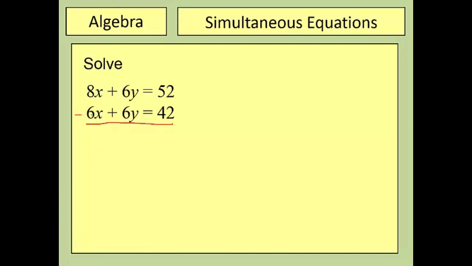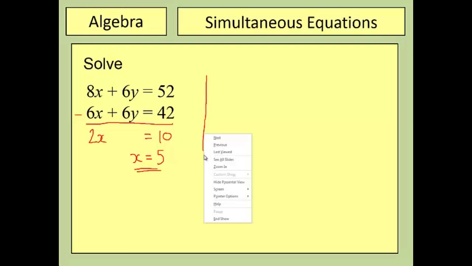So 8x subtract 6x, that's 2x. And 6y subtract 6y, well that's nothing. And 52 subtract 42, that's 10. So if 2x equals 10, then x must equal 10 divided by 2, which is 5. So we've got half of the solution here.